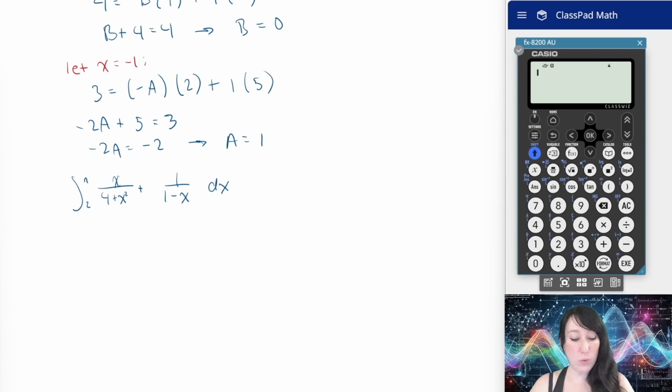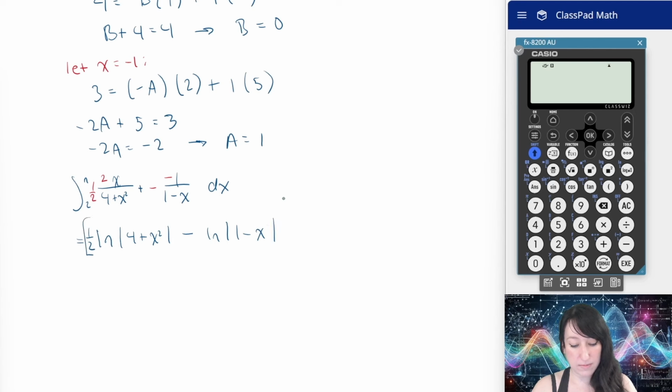So for that first fraction, we'll use a logarithm. We need a derivative of the denominator and the numerator. We're missing a factor of 2, so we'll times by 2 and by a half. And the second one will be a logarithm, which is missing the factor of negative 1, so we'll put a negative here and here. So this will be ln of the absolute value of 4 plus x squared with a 1/2 in front, minus ln of the absolute value of 1 minus x. And we're going from 2 to n.